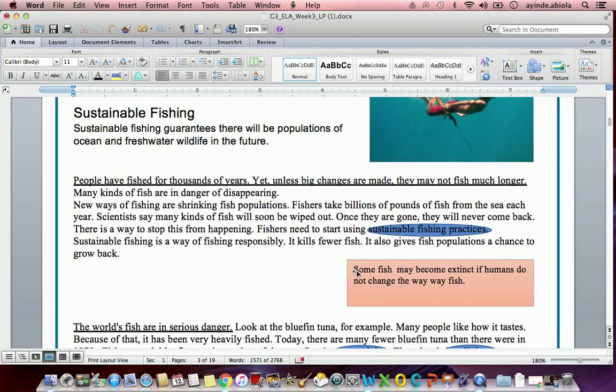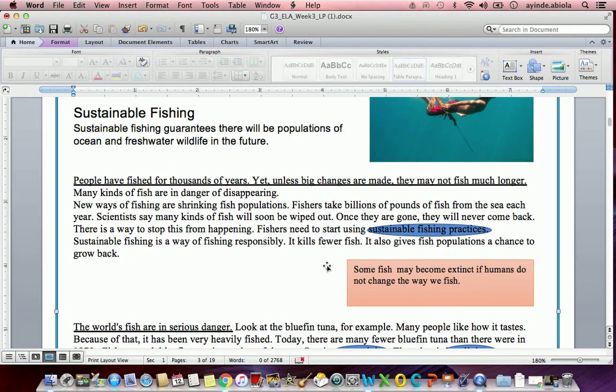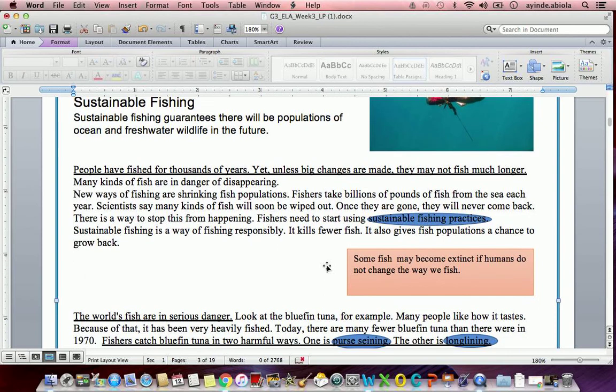I have a margin note. It says some fish may become extinct if humans do not change the way we fish. Oops, I made a mistake there. The way we fish. This kind of summarizes what I read in this previous paragraph. That's what I use my margin note here as a clarifying statement.